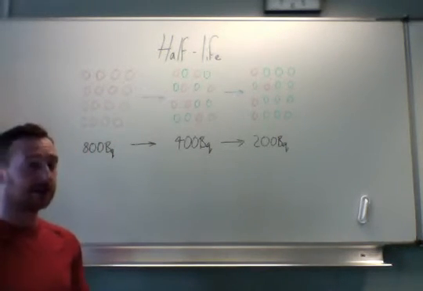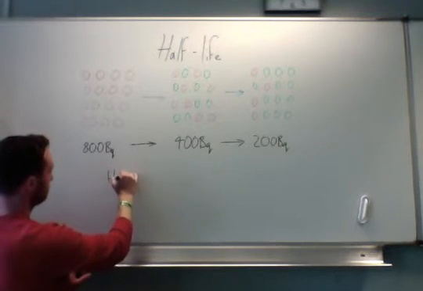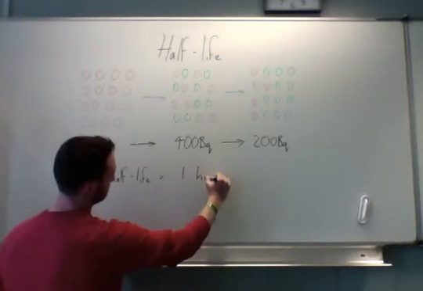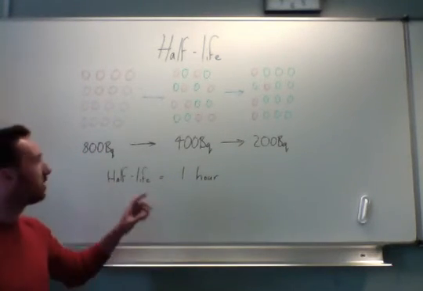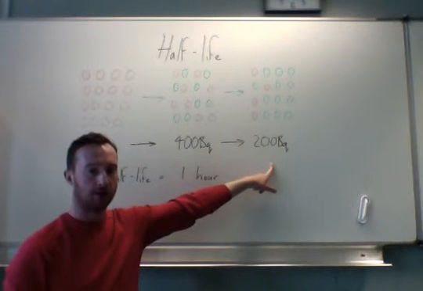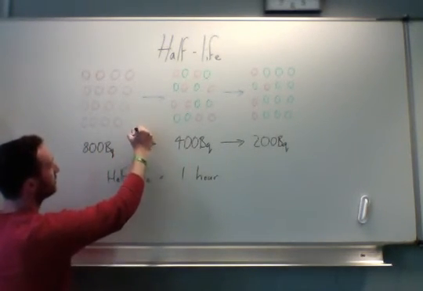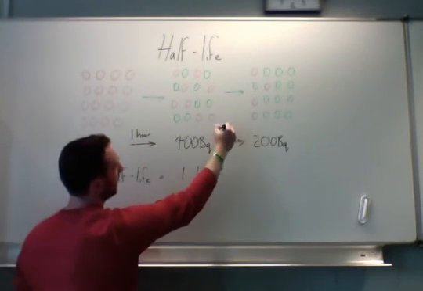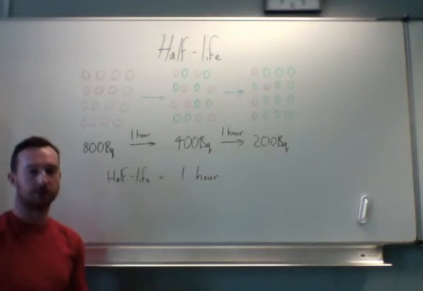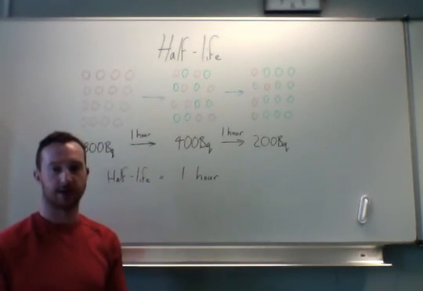One quick question you're going to see a lot of is, if the half-life of the red element is 1 hour, how long does it take to go from 800 to 200 becquerel? Well, if each half-life is 1 hour, this must have taken an hour, and this must have taken an hour. So to get down to 200 becquerel, we must have gone through 2 hours to get down to that.